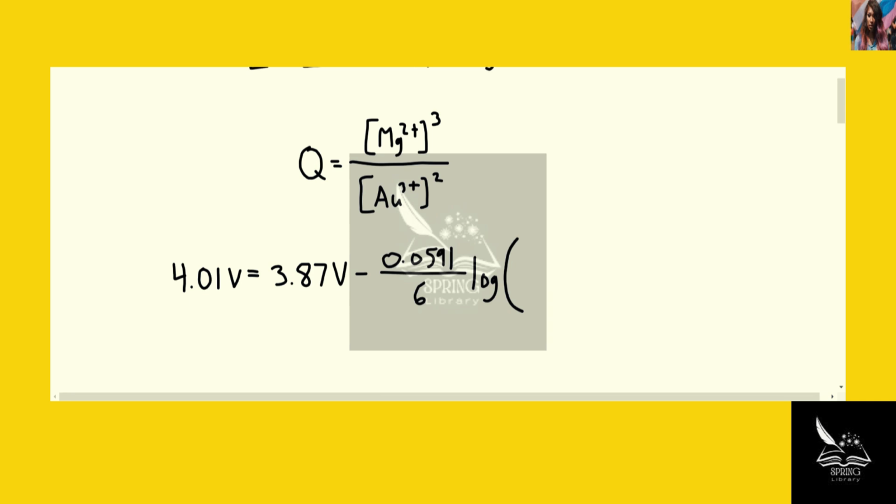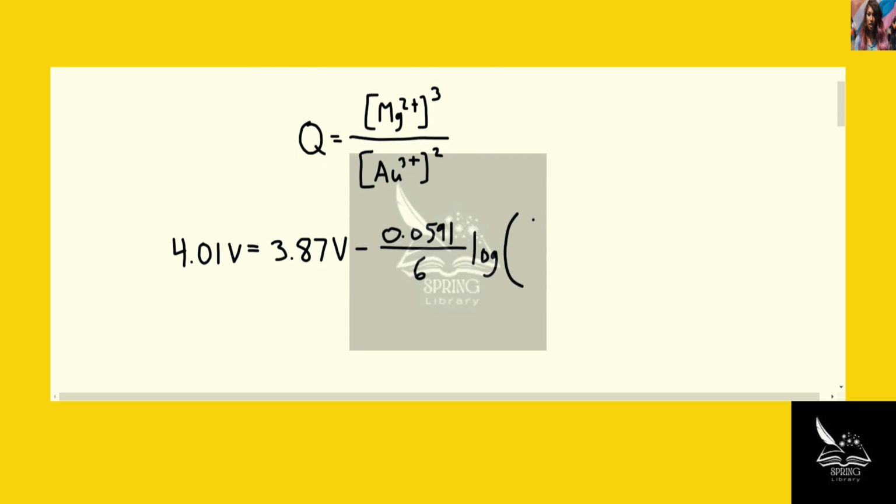We have a value for the concentration of Mg2+ ions in aqueous solution. We are told that that is 1.00 times 10 to the power of negative 5 molar, and we cube it based on that Q expression. Then we divide it by what we are solving for, the concentration of Au3+ ions, and we square that.